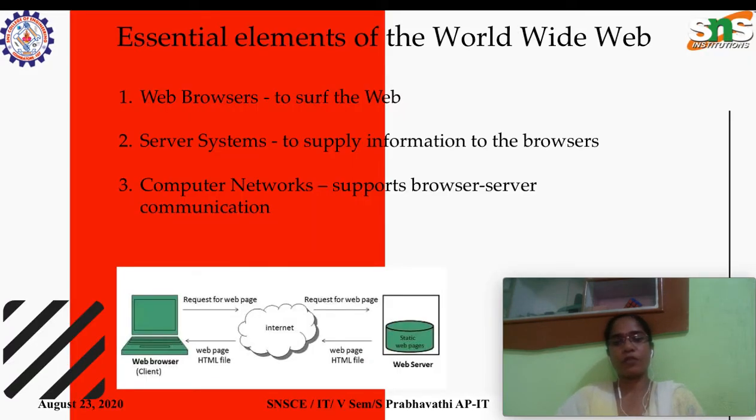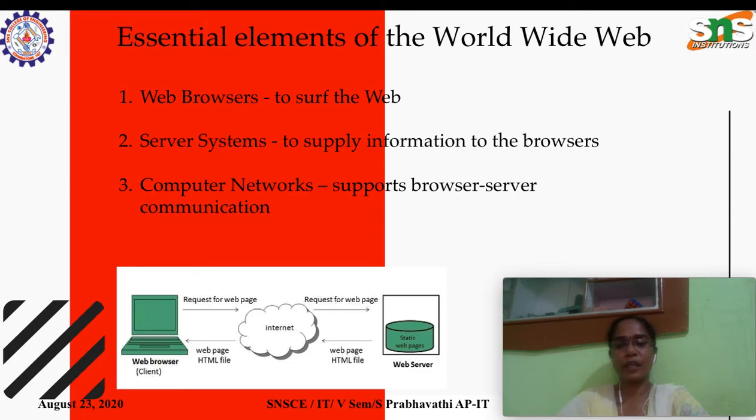Moving on to the essential elements of the World Wide Web, simply the web. What are the essential elements we need? We need a computer system definitely to access the information, but having the computer alone is of no use. We need internet connectivity, so we need the computer network for that. That computer will be called a client computer, because the information is not stored in our computer; we are going to get it from another computer.